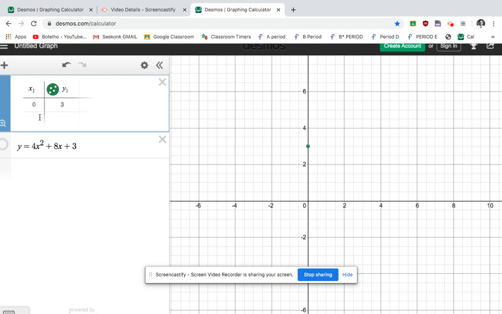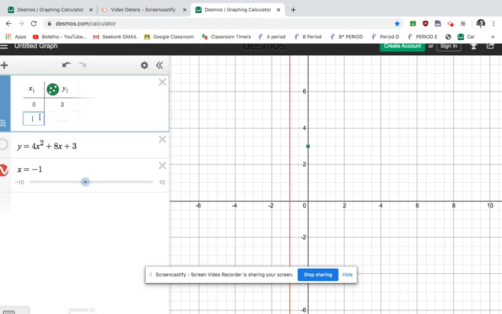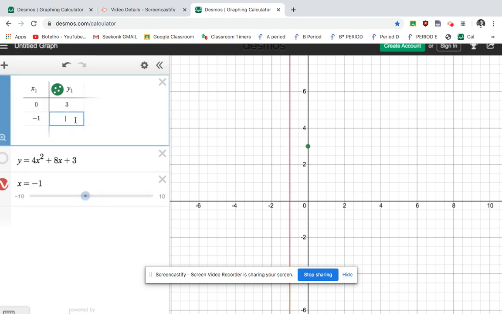Now, if you did the negative b divided by 2a correctly, you would have got x equals negative 1. So I know my line of symmetry is x equals negative 1. And so now when you plug that x equals negative 1, hopefully you got y equals, what was it again? It was y equals negative 1 too. So there's your point right here.